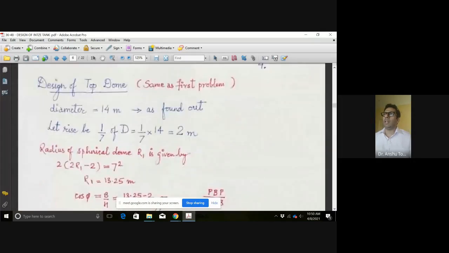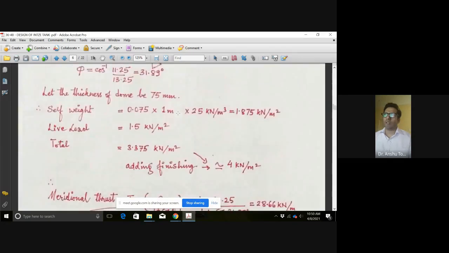This was the design of the top dome. The only thing is, the procedure is going to remain the same, there will be a change in forces. Self weight you can easily find out, assuming a particular thickness, let us say 200 mm. Here we have taken the thickness 75 mm.